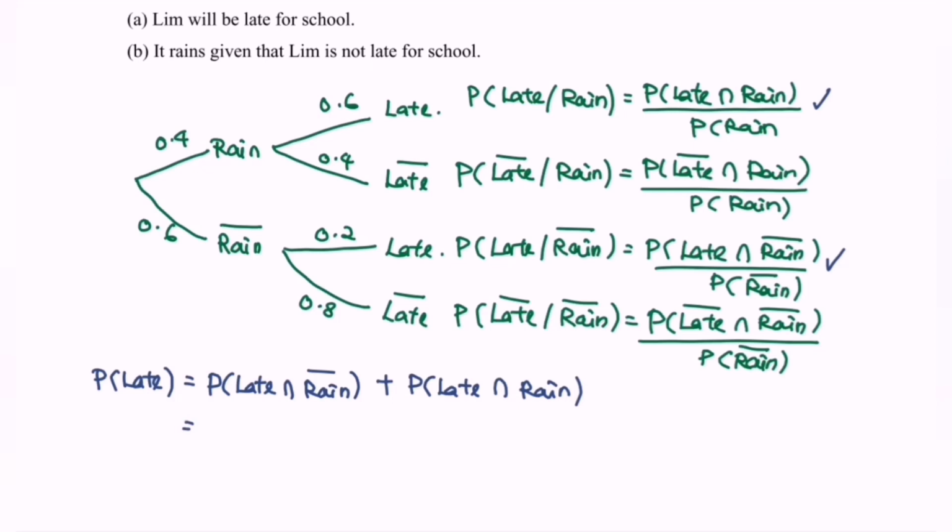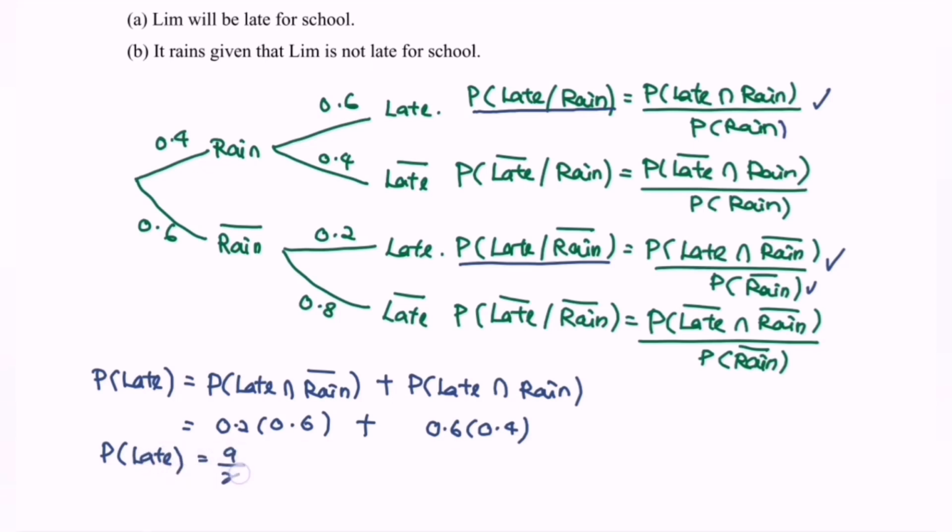So what we can do is multiply the probability of rain with the probability of late given rain, 0.6 multiply with 0.4. The next situation, we have the probability of rain complement multiply with the probability of late given rain complement, so we have 0.2 multiply with 0.6. So the probability that Lim will be late for school is equal to 9 over 25 or 0.36.